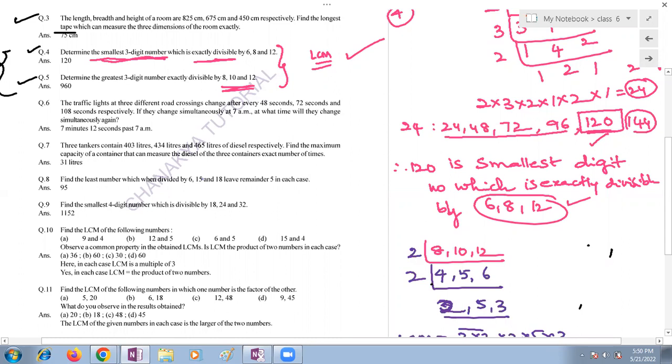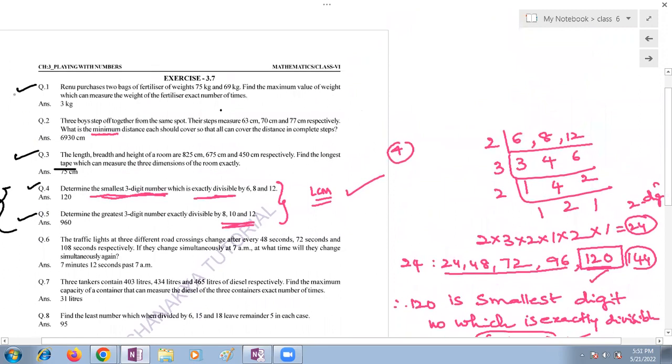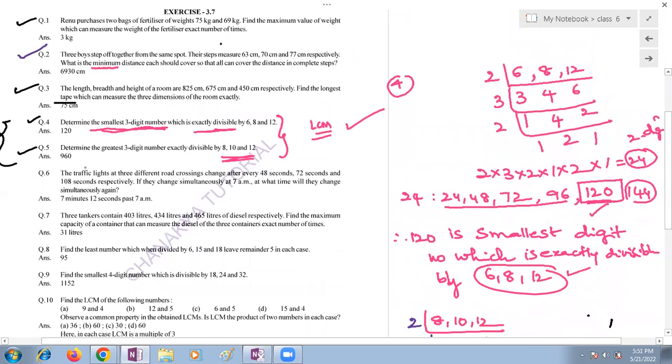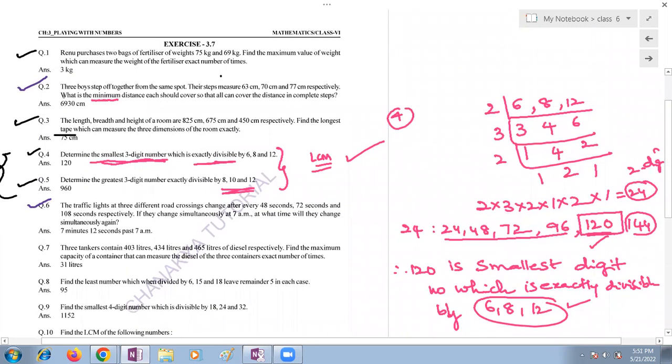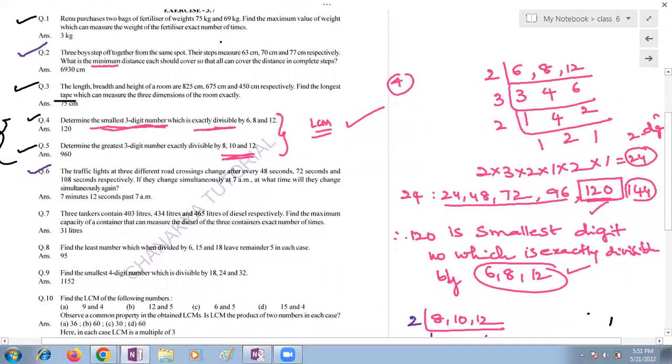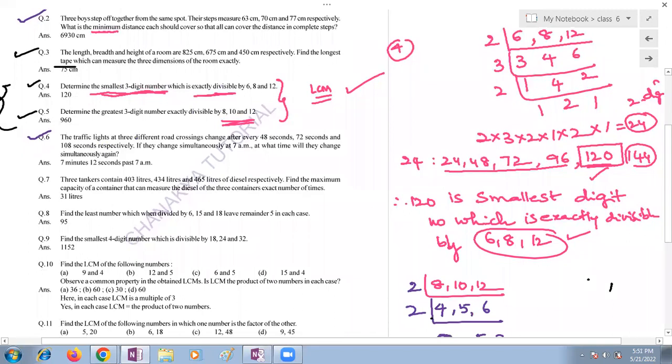In such cases, when it is not mentioned, we are just supposed to take the LCM. Questions 2 and 6 are very similar. In question 2, the students' footsteps meet together again. In the traffic lights too, they change at periodic times. So when they change simultaneously and again simultaneously together, you need to find the LCM, the same concept.